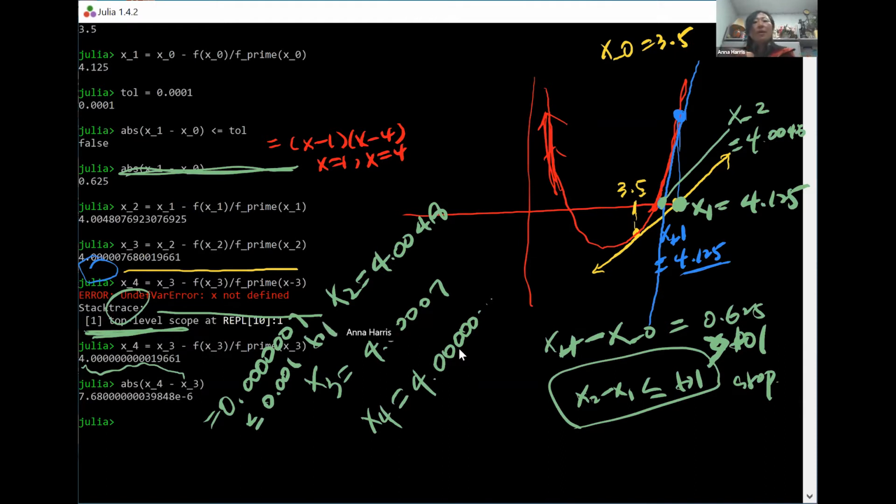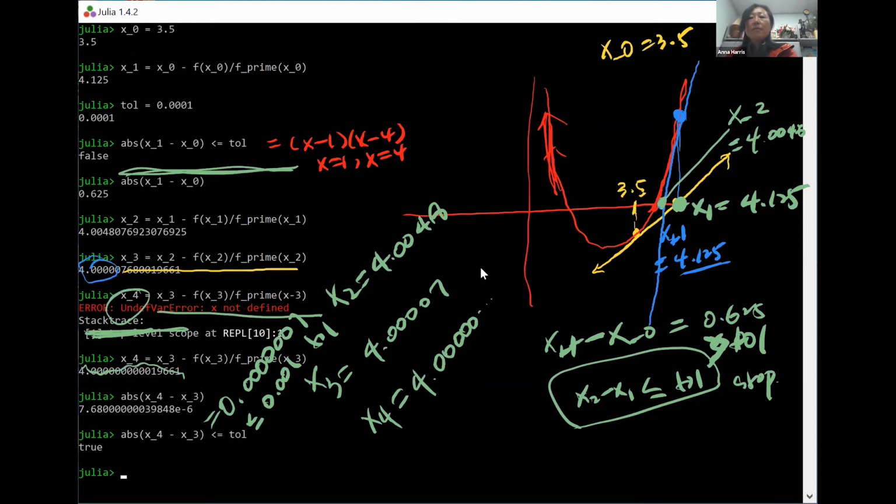So I can stop. So you do the absolute value, and I can do the comparison with the tolerance, and it's going to say true. Does it make sense to you now? So Davian, I'm not really understanding what your concern is about X1, X2, X3, and X4. Why do you think Julia does not know that number?